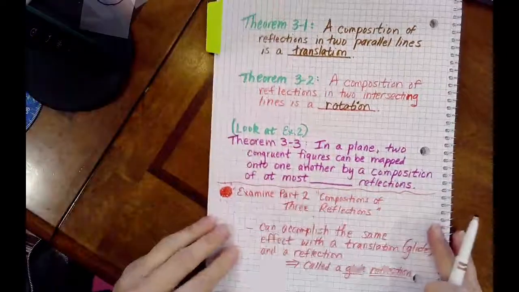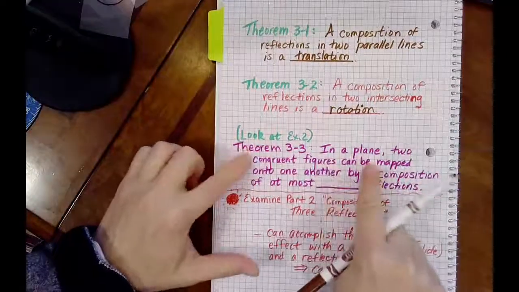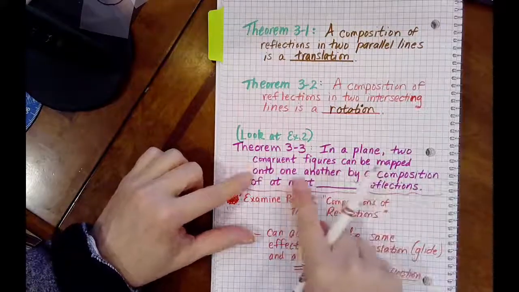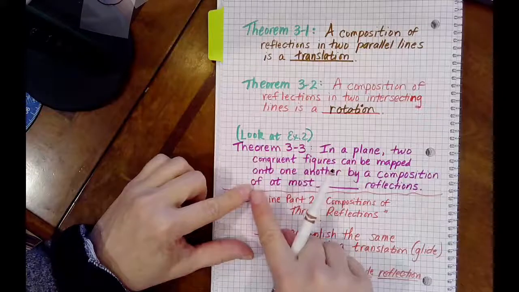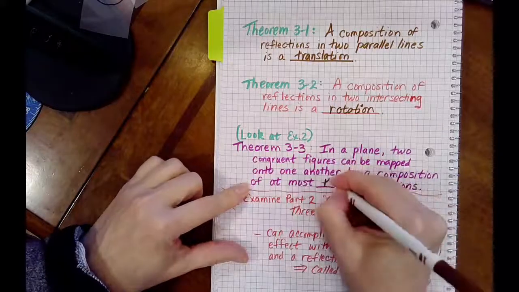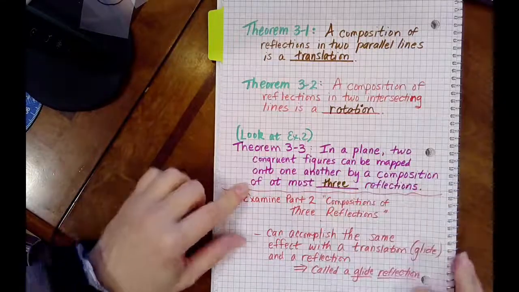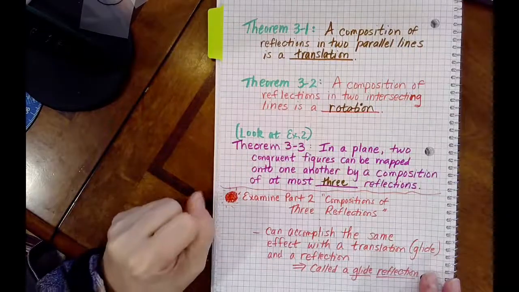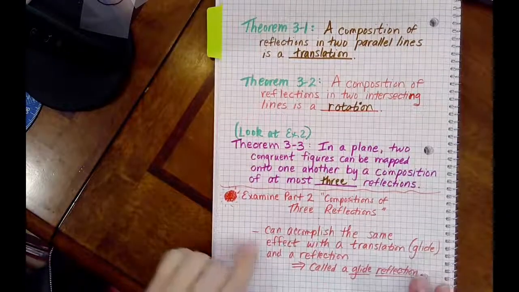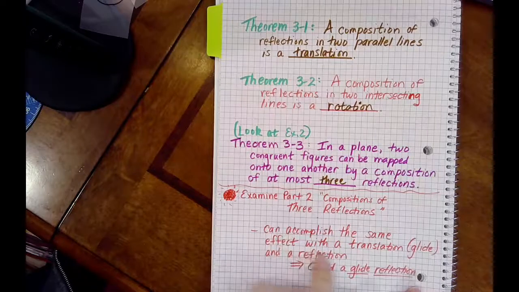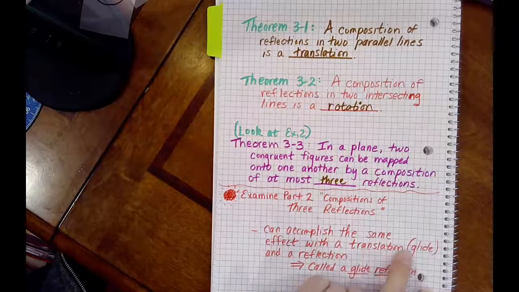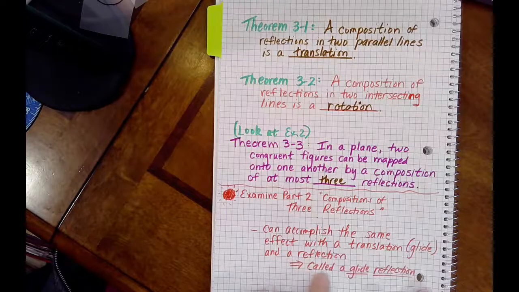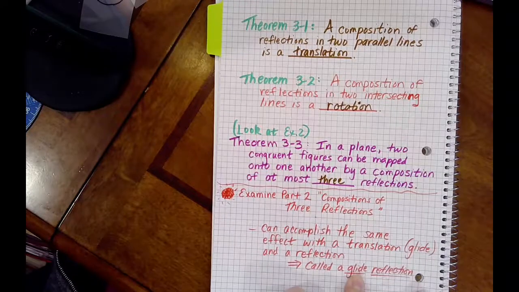Zoom out. In a plane, go ahead and write this down. I want to see it in your notes. In a plane, 2 congruent figures can be mapped onto one another by a composition of at most 3 reflections. But, oh, thank you, Ms. Whitaker, we're not going to be doing 3 reflections at once. We can accomplish this same effect with a translation or a glide and a reflection, and it makes perfect sense that we call those a glide reflection.